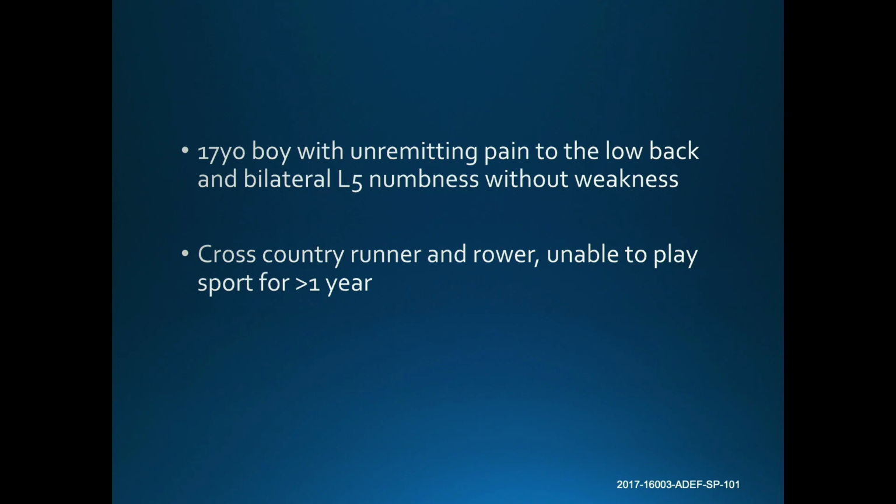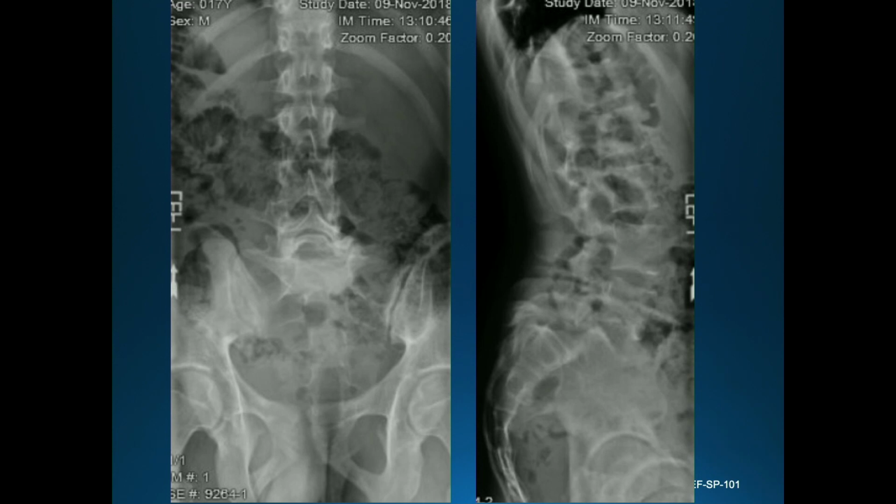Those parameters made sense. Here's a 17-year-old boy. He's from up in Nevada. At the end of high school, he was a cross-country runner and rower. If I recall, he was more of a canoe player, but he was unable to play sports after his sophomore year in high school. He developed some L5 numbness and weakness. It was progressive by the time he was 17.